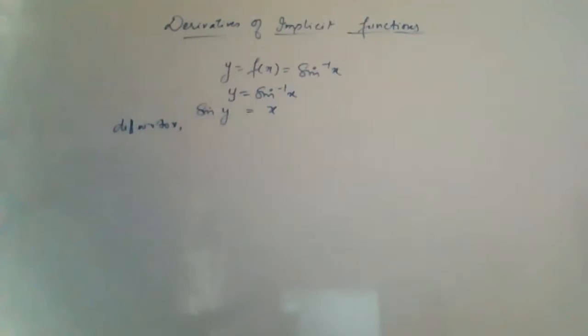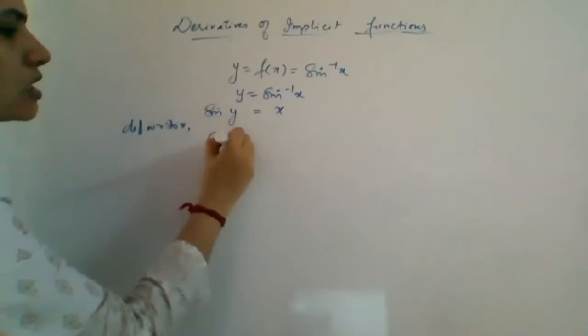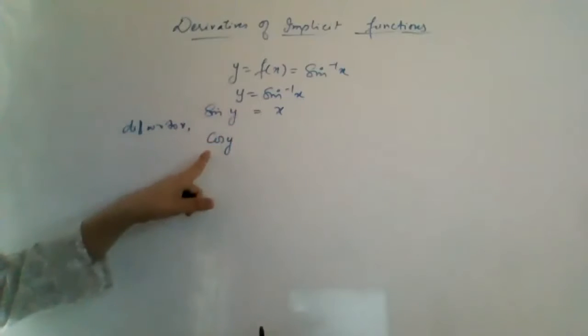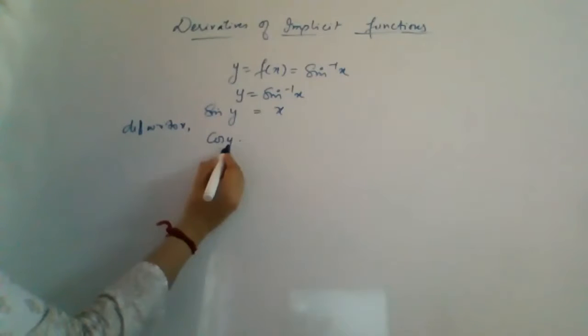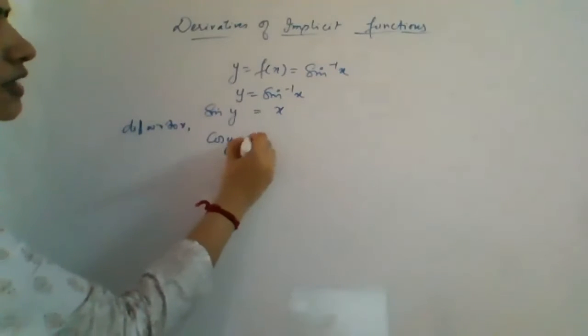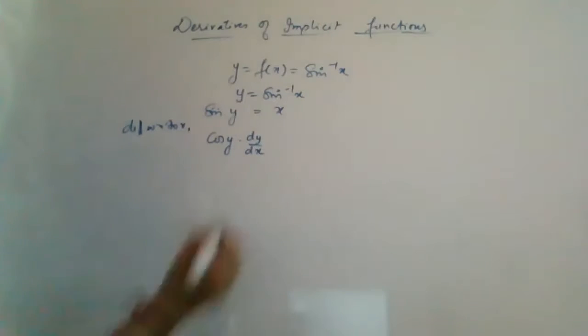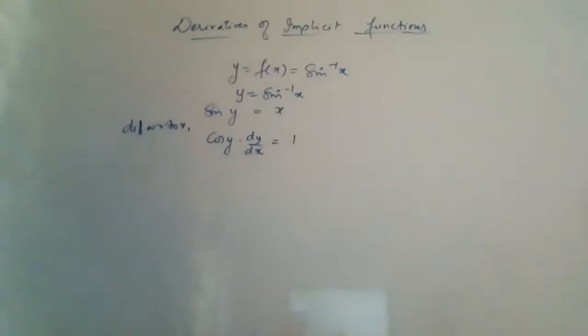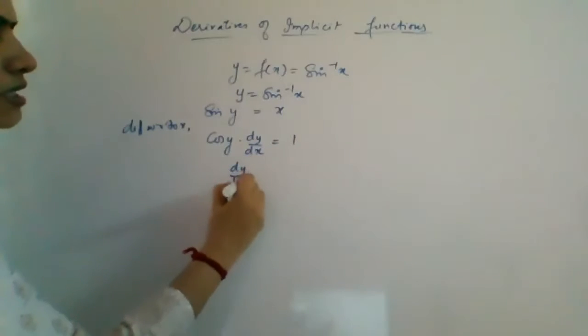Now while differentiating with respect to x, what will you get? This will become cos y. Sine y after differentiation becomes cos y, but since it is not x, you have to differentiate this y also. That means cos y into y's derivative, which is either y dash or dy by dx. And what is the derivative of x? With respect to x, you will get 1. And our purpose is to find out what dy by dx is.